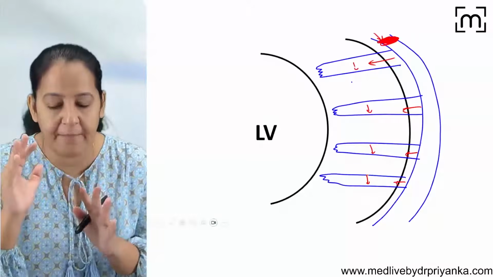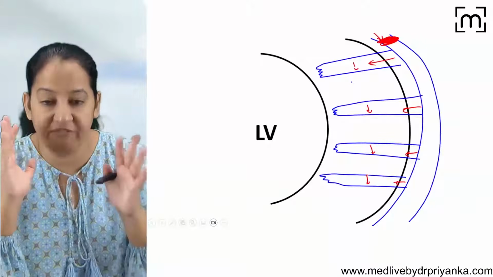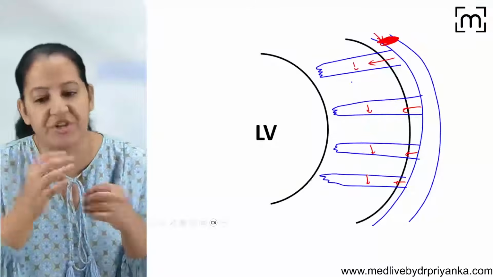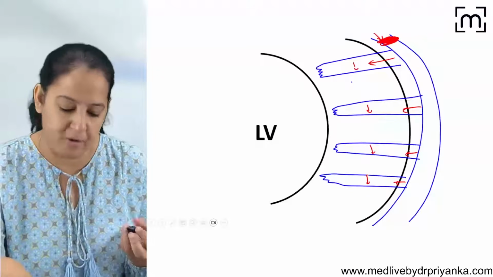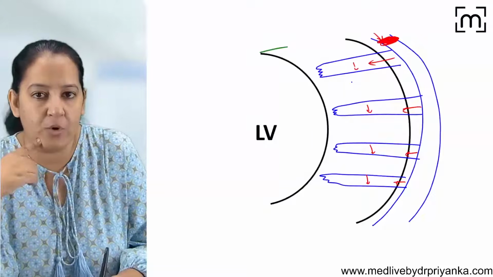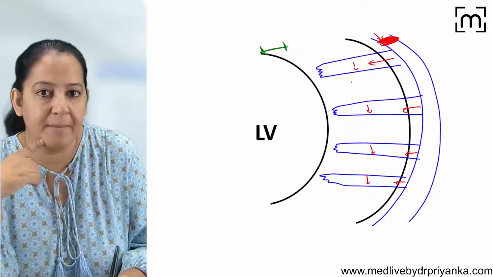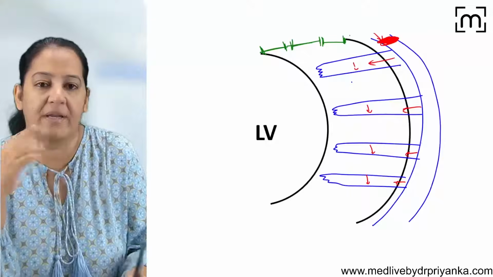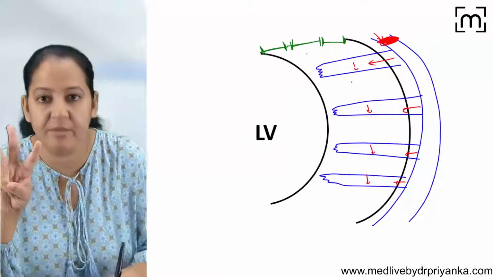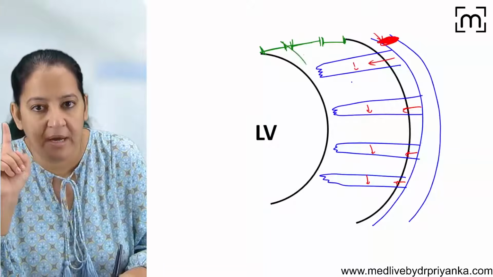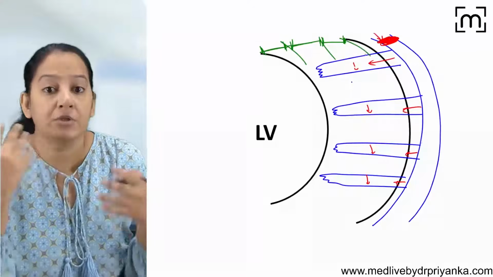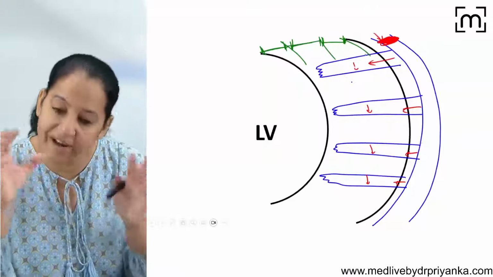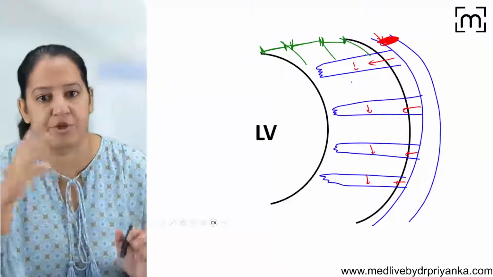Now you tell me, use your common sense and tell me which portion of the myocardium undergoes infarction first. The same 3 options you are having: the subendocardial portion of the myocardium, the middle portion, or the epicardial portion. We divide the myocardium into 3 portions: inner, middle, and outer. So which portion of the myocardium undergoes infarction first because of obstruction of the coronary?